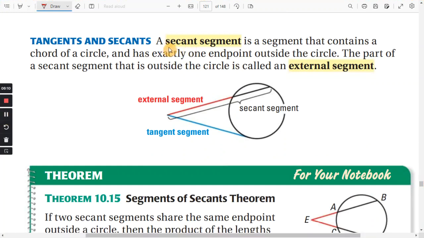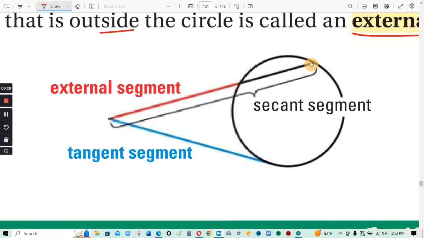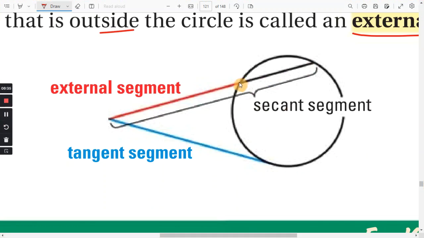A secant segment is a segment that contains a chord of a circle and has exactly one endpoint outside the circle. The part of a secant segment that is outside the circle is called an external segment. Remember the secant line or secant segment in this case intersects the circle at 2 points. Right there and right there are the 2 points. That's what makes it a secant. The part of the segment right here in red that is outside of the circle, that's called the external segment.